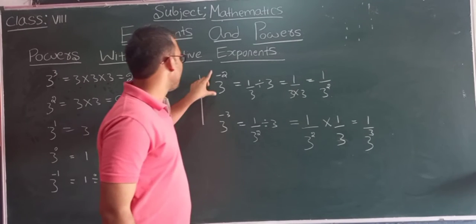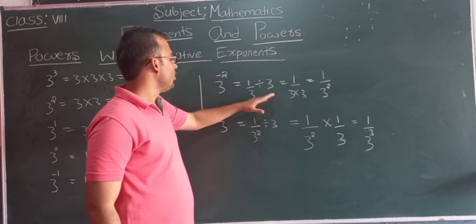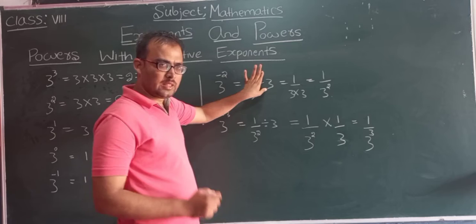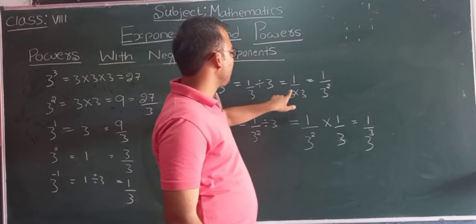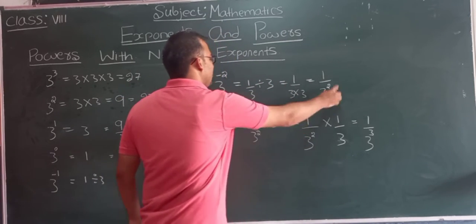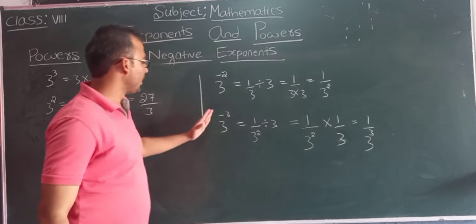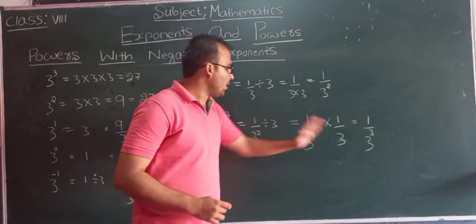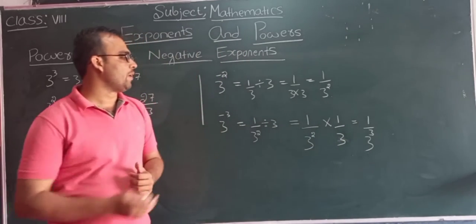So same, 3 power minus 2 is there. Again how to get the value? We need to divide the previous value, that is 1 by 3, by 3, that is equal to 1 by 3 into 3. We can write 1 by 3 to the power 2. So here also same, 3 to the power minus 3 is there. So we can write this one as 1 by 3 to the power 3.